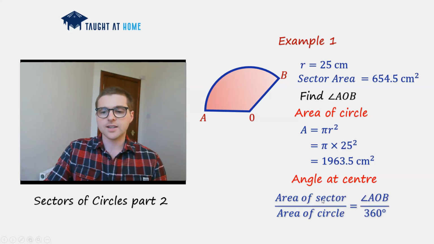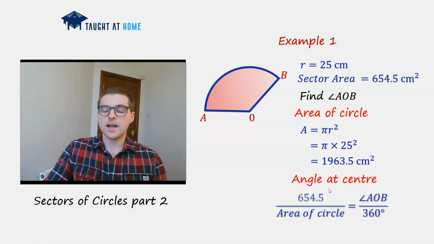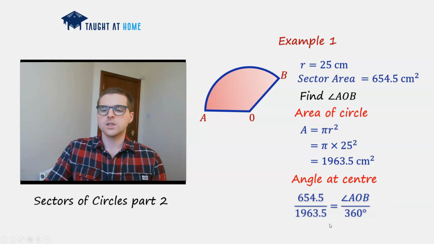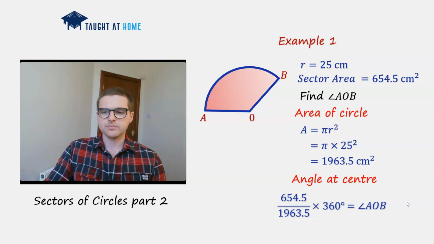So we've got the area of the sector to the area of the circle is equal to the angle at the centre over 360. Okay, we've got the area of the sector and we have the area of the circle. Now we can find the angle by multiplying both sides by 360. Putting this into your calculator, what you'll get is 120 degrees.